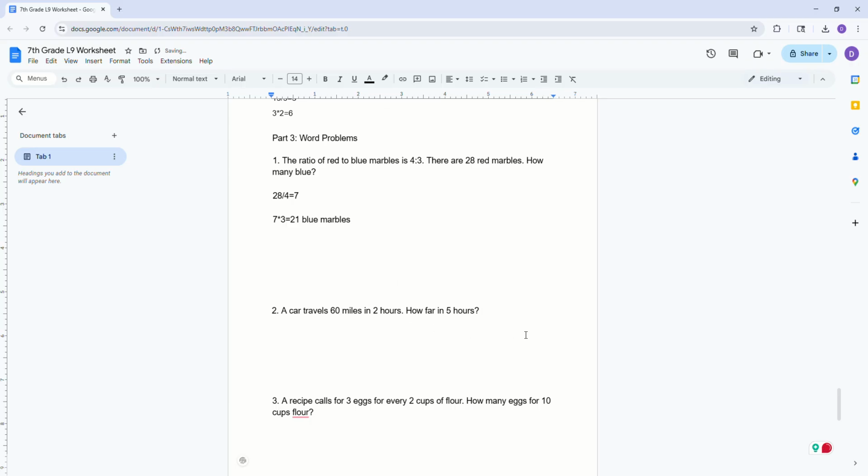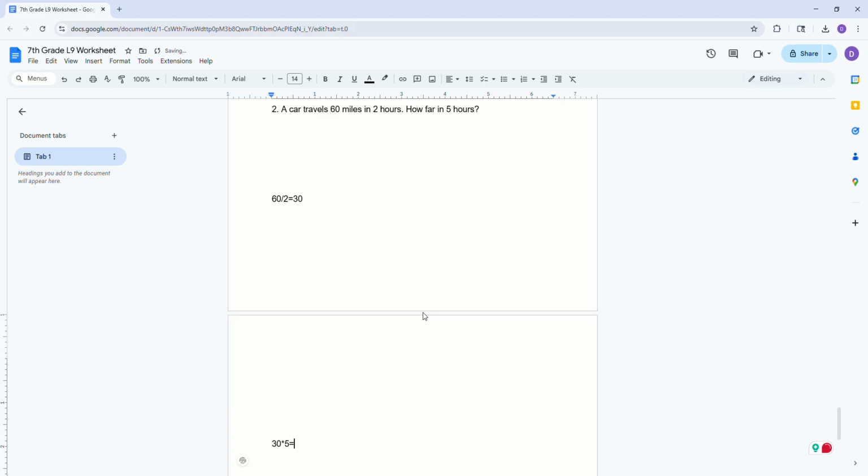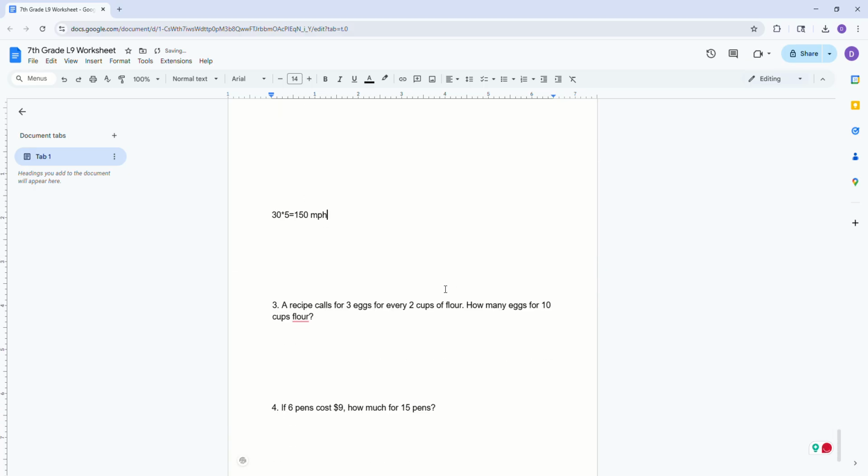A car travels 60 miles in 2 hours. How far in 5 hours? So we need to see how many miles it could travel per hour. So 60 divided by 2 is 30. And 30 multiplied by 5 would be 150. It would be 150 miles.